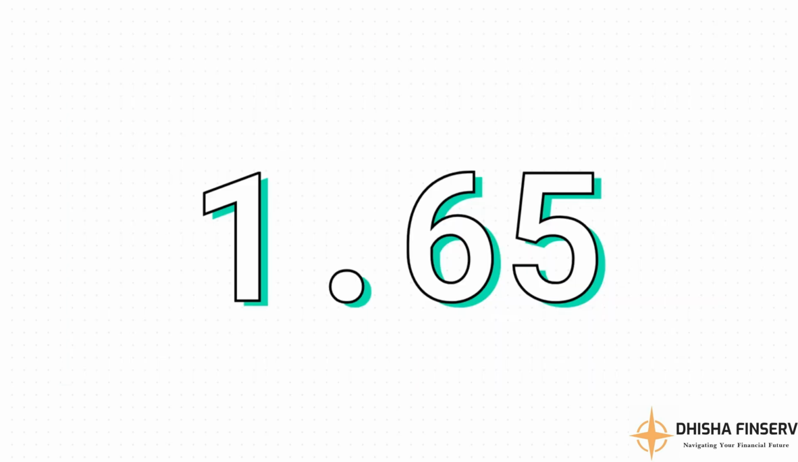First up is something called the Sharpe ratio. I love this metric. It's basically a bang for your buck score. It answers a simple question. For all the risk and volatility I had to put up with, how much return did I actually get? As a rule of thumb, a Sharpe ratio over 1 is considered good. Over 1.5 is excellent. So at 1.65, this fund has done a fantastic job of rewarding its investors for the risk they took.